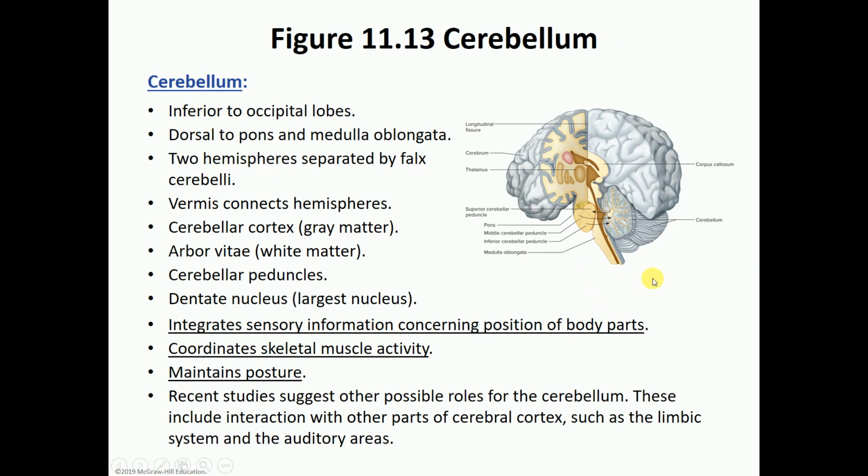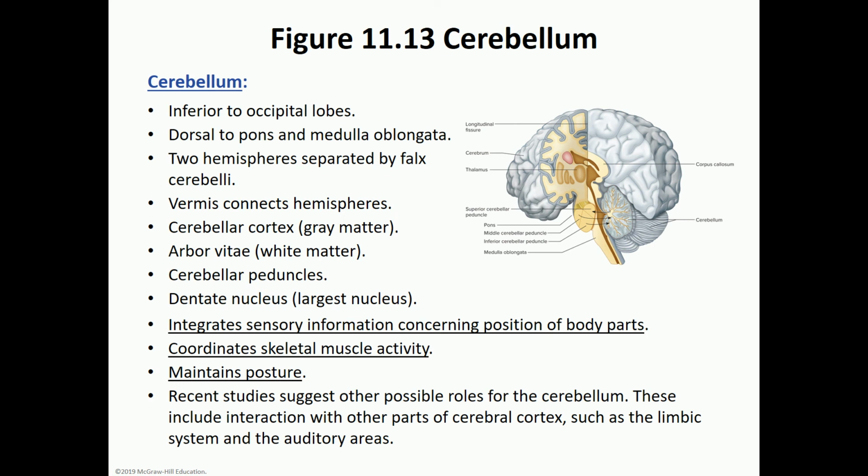Now, the cerebellum is the little tiny brain-looking structure that is found underneath the cerebrum, and we have a right and a left lobe as well. There is a flap of dura separating the two cerebellar hemispheres, and that is known as the falx cerebelli. When you look at the section, it kind of looks like a tree, and that tree is known as the arbor vitae. That is the white matter.